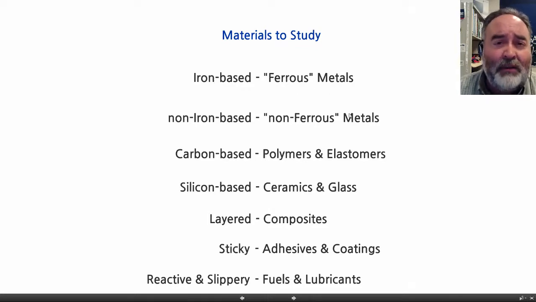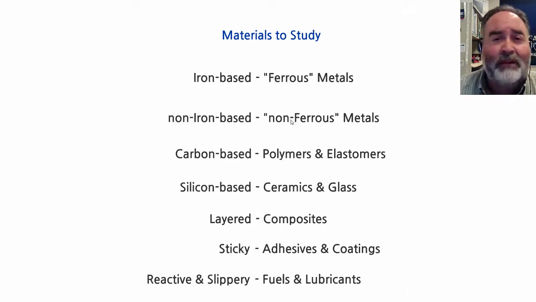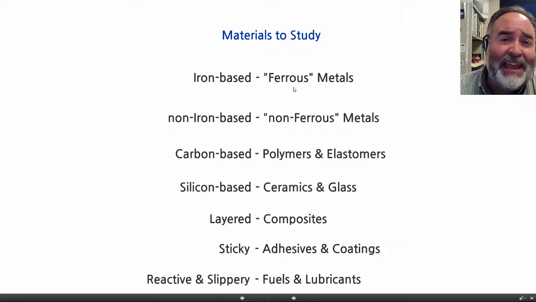We have other metals that have nothing to do with iron, meaning they have no iron in them. Because iron is so important, the Iron Age and steel and other things we've worked with, they get an entire category to themselves called non-ferrous metals. So this is sort of like organic chemistry and inorganic chemistry. Now we have ferrous metals and non-ferrous metals, and we'll see what they are in a few minutes.